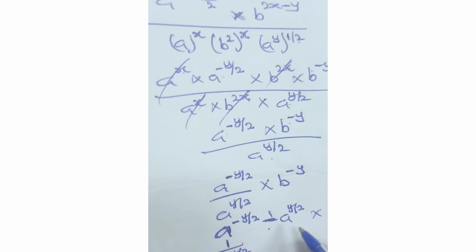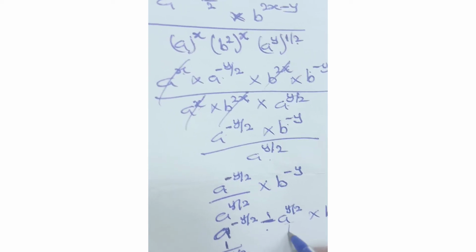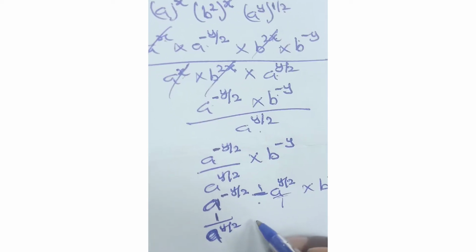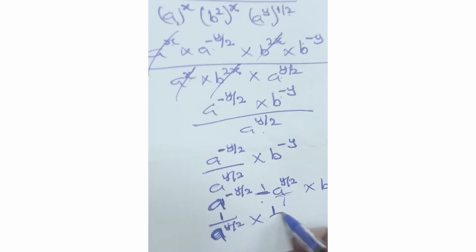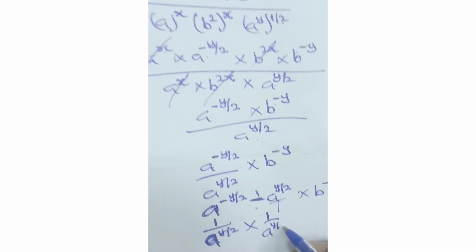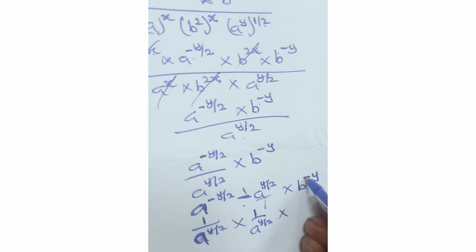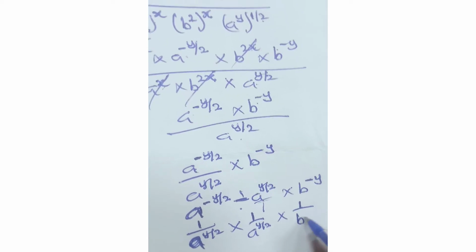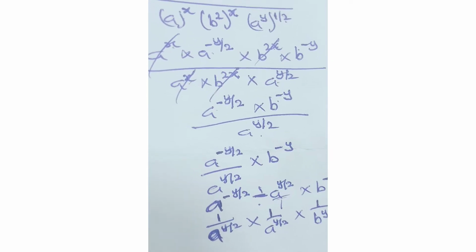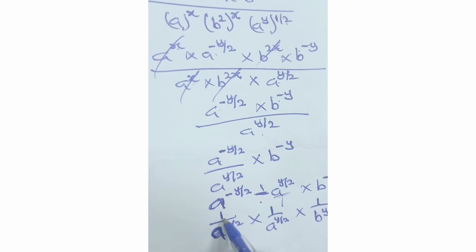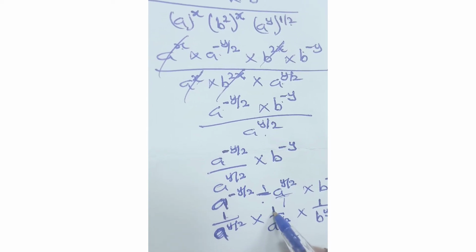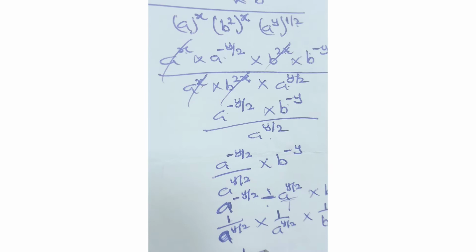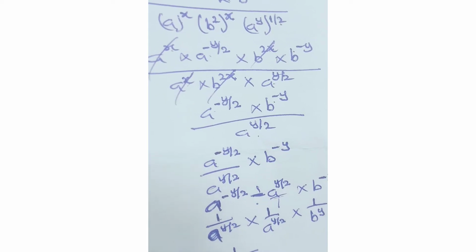This division will turn to multiplication. Remember, we'll put over 1 to the down of this. Then at that point, we'll be having 1 over a raised to power y over 2 times this will turn to 1 over b raised to power y. At this junction now, we can multiply this and this together. Then in that regard, we are going to have 1 times 1 times 1. Everything will give us 1.